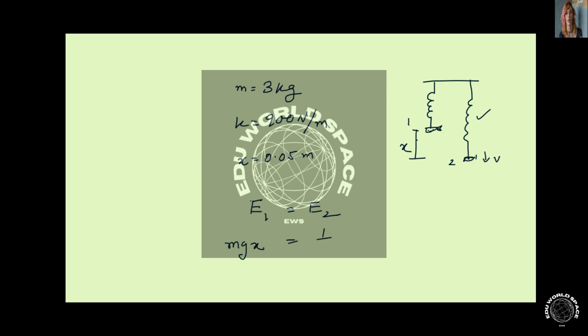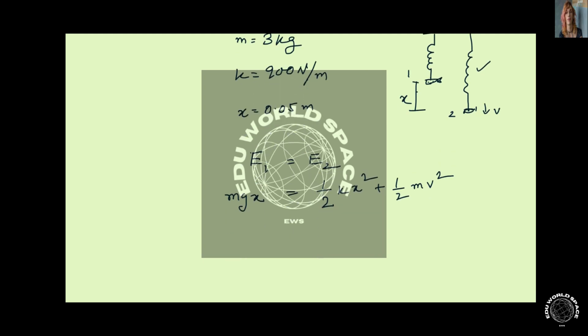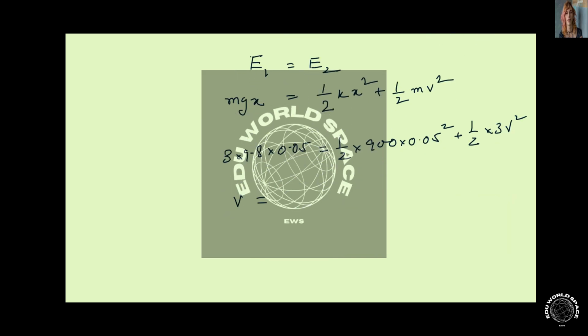Now E2 will be the spring potential energy due to elongation, plus there will be the kinetic energy of the fish, half mv square. So we simply plug in those values. 3 times g, which is 9.8, times x, which is 0.05, is equal to half times k, which is 900, times 0.05 squared, plus half times the mass 3 times v square. So from here you need to calculate v. So let's see how much we are getting. The speed will be 0.48 meters per second, right?